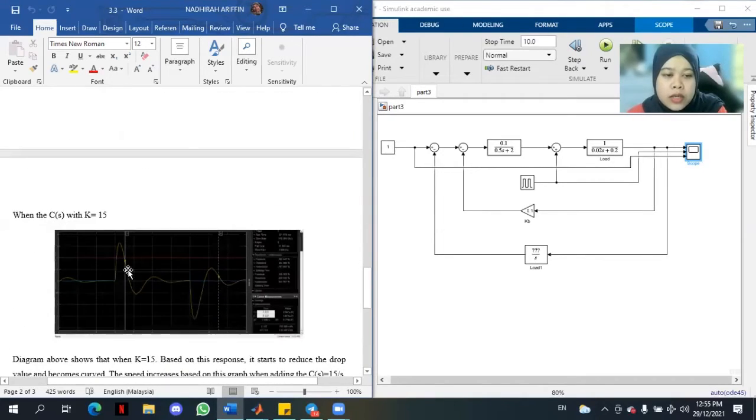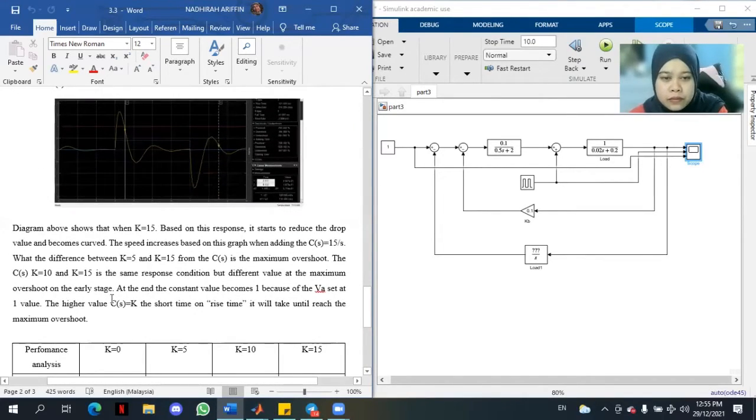For K equal to 15, it starts to reduce the drop value and becomes a curve, which is here. The speed increases based on this graph when adding C(s) equal to 15 over s.